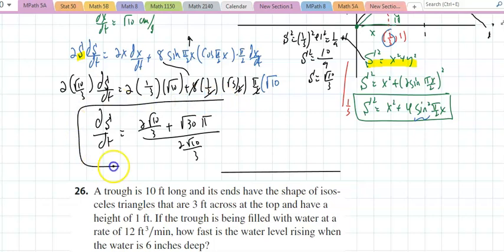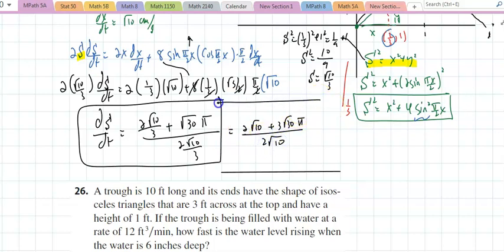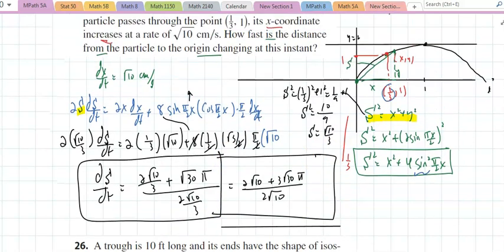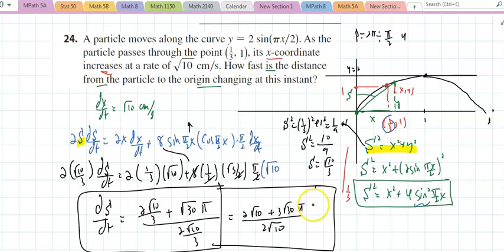Again, on a test, this is more than enough. You could multiply by the reciprocal and clean that up if you wish. That would be 2 radical 10 plus 3 radical 30 pi over 2 radical 10. You could rationalize. That's not as important for me as the units. What would be the units for this? Wouldn't that be centimeters per second?